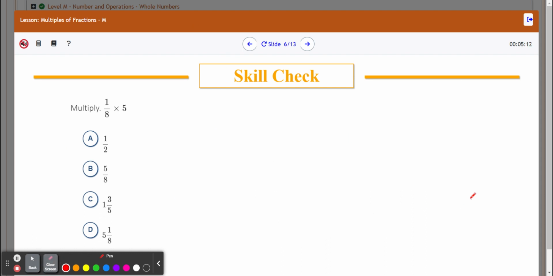So let's look at our problem. Multiply 1 over 8 times 5. Well, 1 over 8, and you're like, wait a minute, how do I multiply it by 5? 5 doesn't have a denominator. Well, it does. We just don't see it.